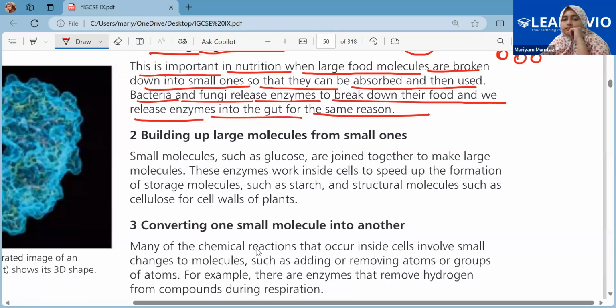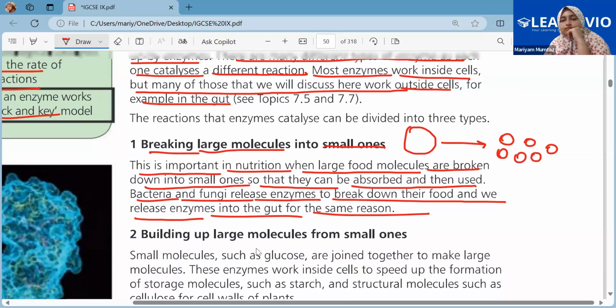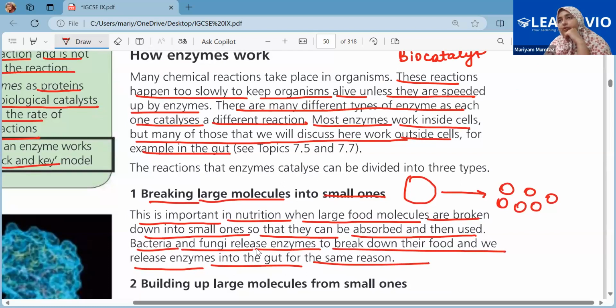Wait, could you repeat that part again? The part where enzymes work inside cells. Most of the enzymes that are there work inside the cell, but there are certain enzymes. Now in this chapter, whatever enzymes that we are going to study, they work outside the cell, meaning they work inside any organ system.